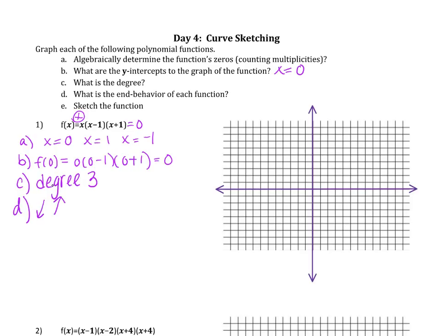At E, we sketch the function. So here we go. I've already put in some axes for myself. If you haven't yet, use a straight edge or a freehand as nice as you can at this point. A nice XY axis. I know I'm going to cross the x-axis at 0, 1, and -1.